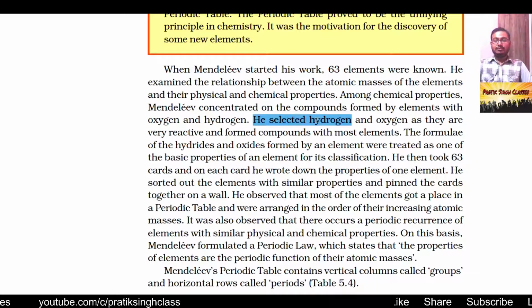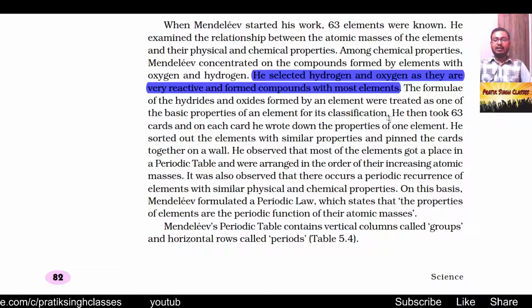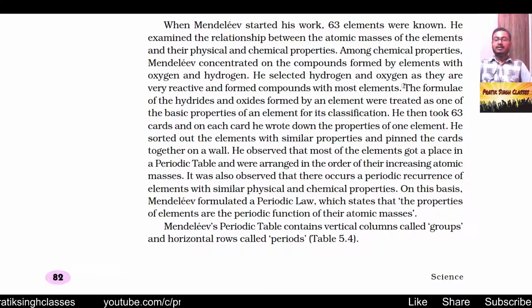He selected hydrogen and oxygen as they are very reactive, formed compounds with most elements, and are also easily available everywhere. It is very easy to synthesize hydrogen and oxygen in the laboratory. Even you can synthesize them at home just by electrolysis of water.